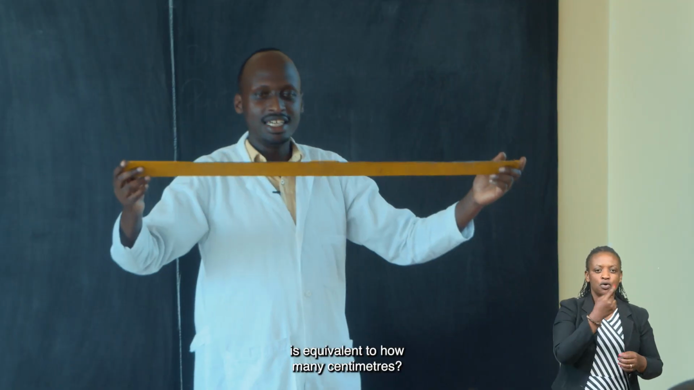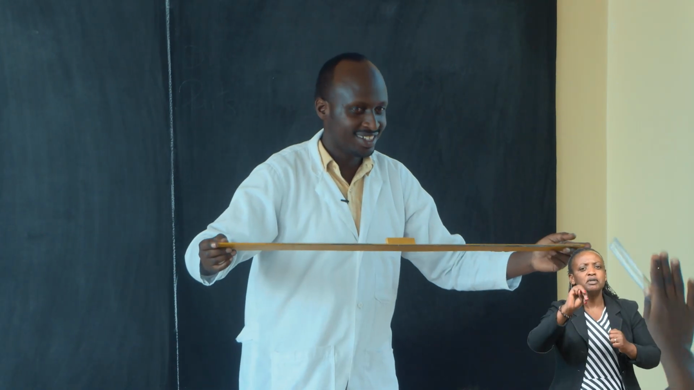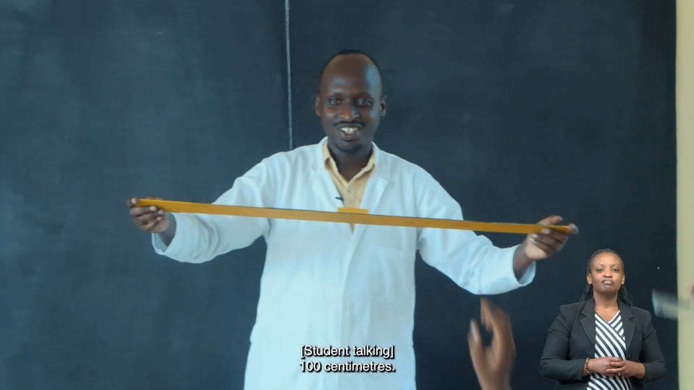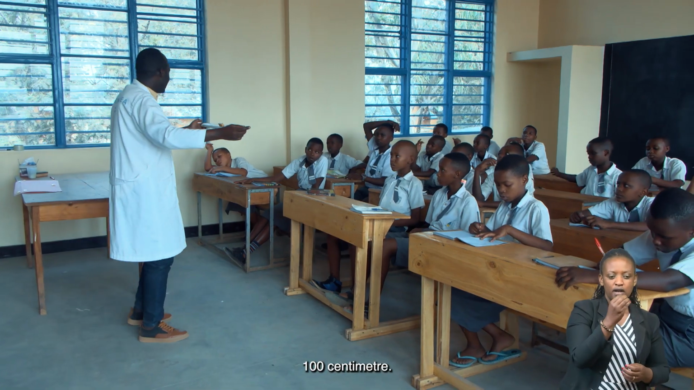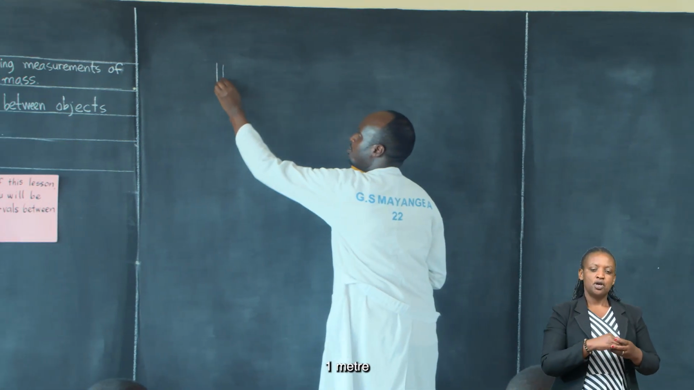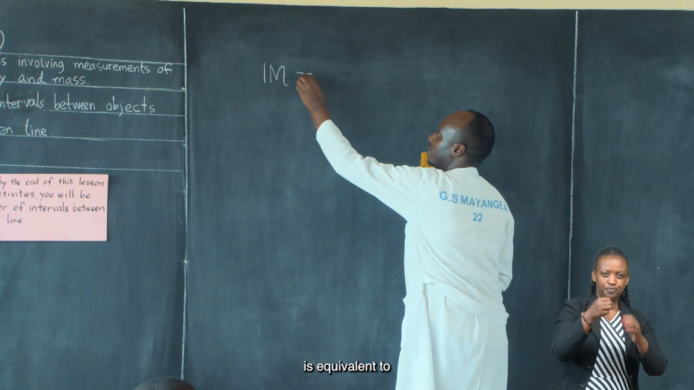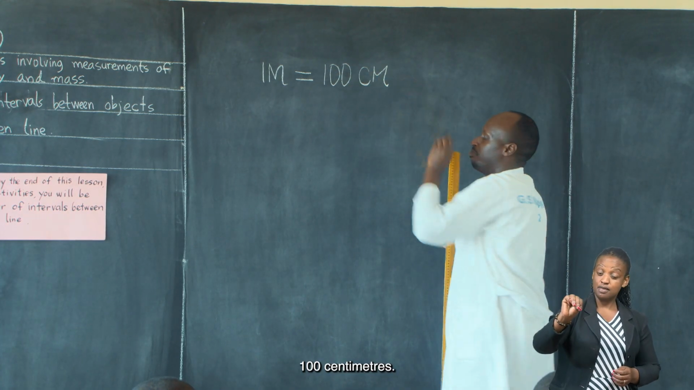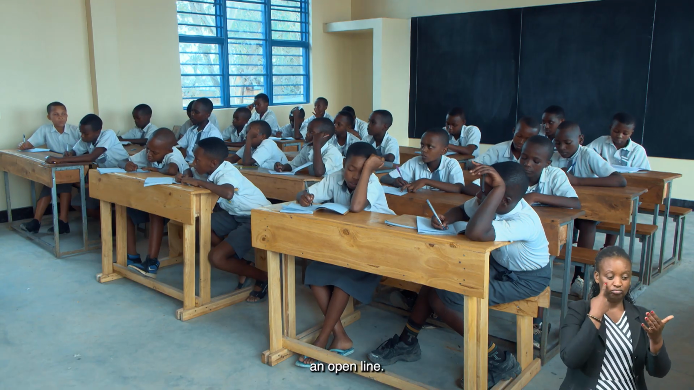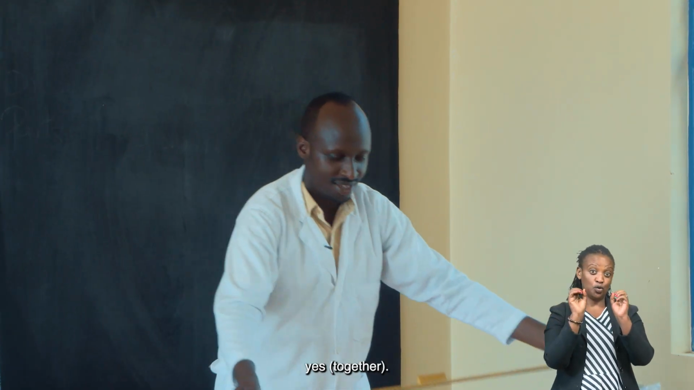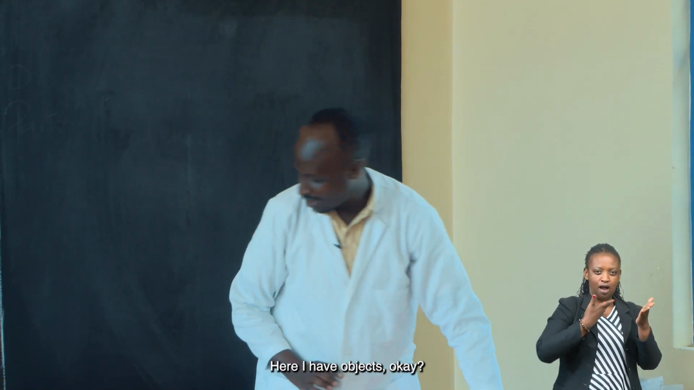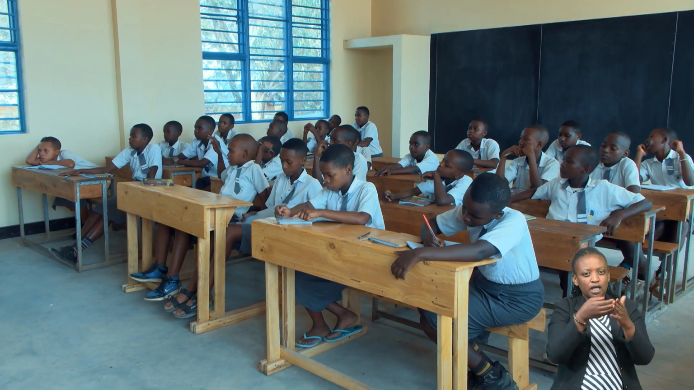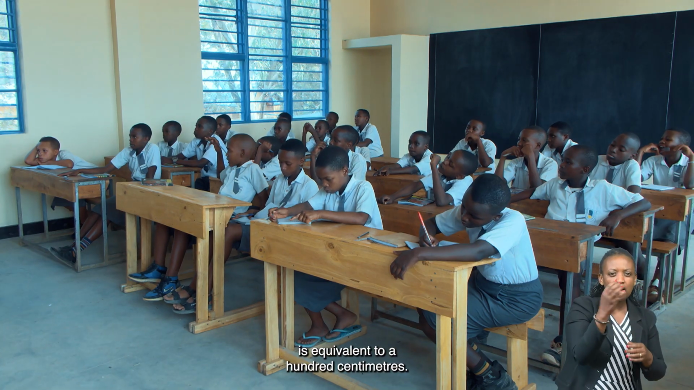1 meter is equivalent to how many centimeters? How many? Alphonse? 100 centimeters. 1 meter is equivalent to 100 centimeters. Let us call this an open line, okay? Here I have objects, okay? And then this ruler is equivalent to 100 centimeters.